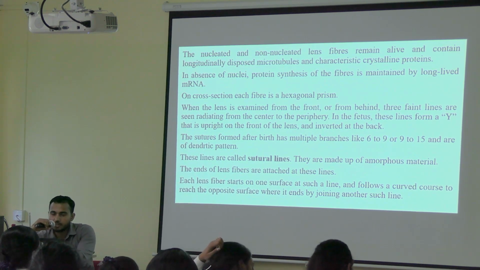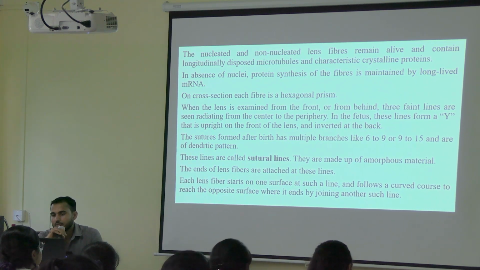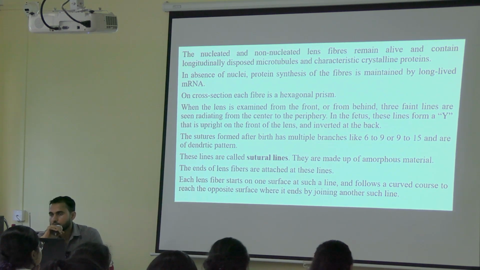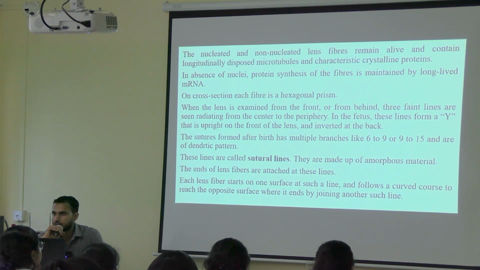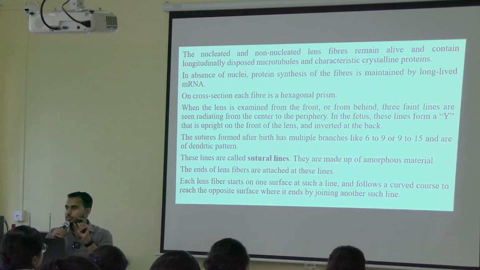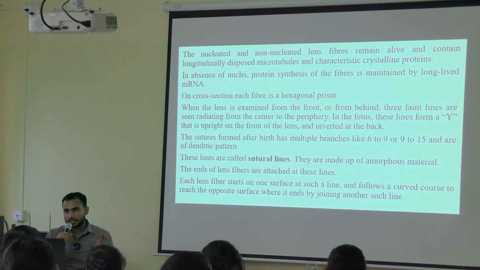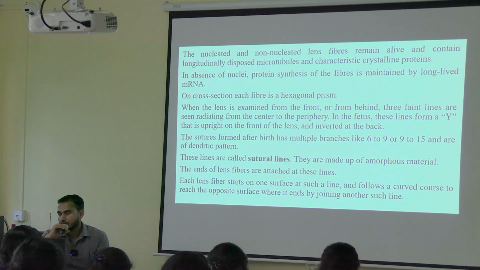Next, there are some important features related to the fibers. First of all, the nucleated and non-nucleated lens fibers. Which is nucleated and which is non-nucleated, I have shown you. The nucleus at the center, the fibers there are non-nucleated. And the fibers present at the periphery will be nucleated.